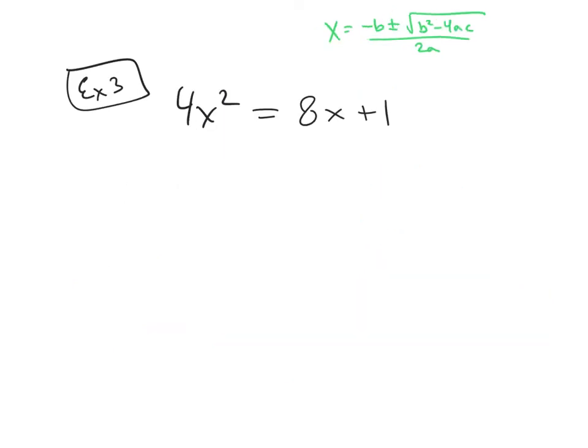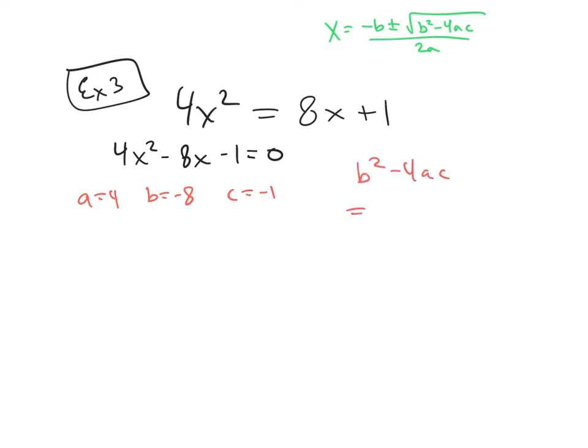One more. 4x squared equals 8x plus 1. Let's get it equal to 0. If you want to try this on your own, you could pause the video and do that. I'm going to work through it though. Okay, so we can do a equals 4, b equals negative 8, and c equals negative 1. That gives me b squared minus 4ac, which equals 64 minus 4 times ac, which would be negative 4. So that's going to be 64 plus 16, which is 80.